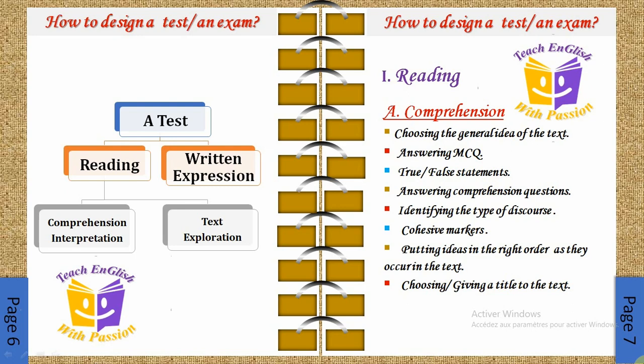As far as the comprehension part is concerned, the teacher can set a number of activities, including choosing the general idea of the text, answering multiple choice questions, true-false statements, answering comprehension questions according to the text, identifying the type of discourse, cohesive markers, also putting ideas in the right order as they occur in the text, and choosing or giving a title to the text.